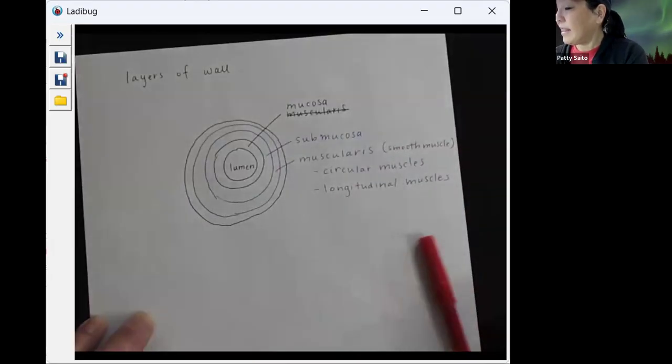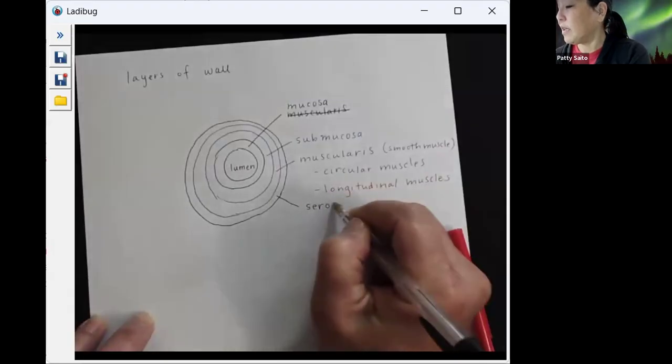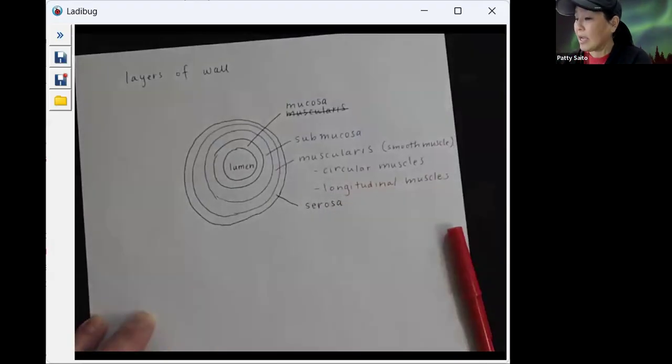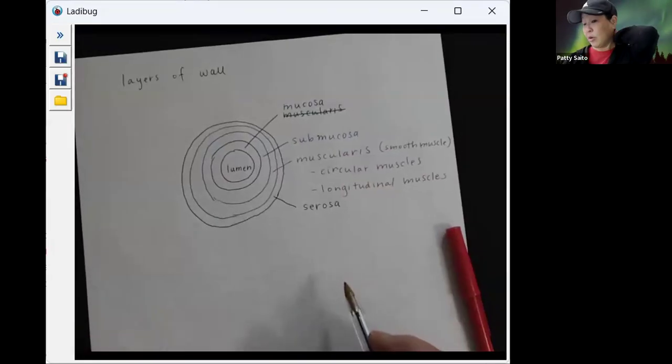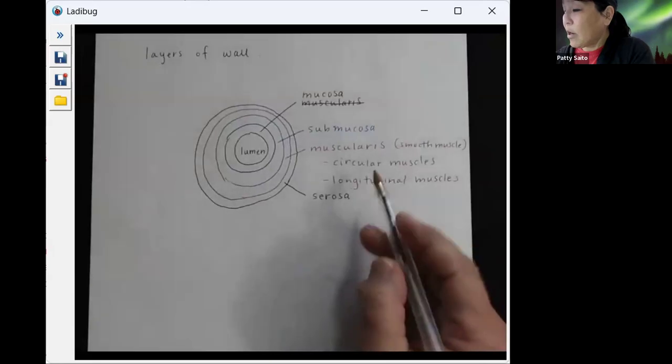Okay, and then the outer layer superficially is the serosa, which is the peritoneum. So remember the serous membranes. We have serous membranes surrounding the heart, surrounding the lungs, and then found within the abdominal pelvic cavity. So we'll talk next about kind of how those are organized. Let's take a quick look.